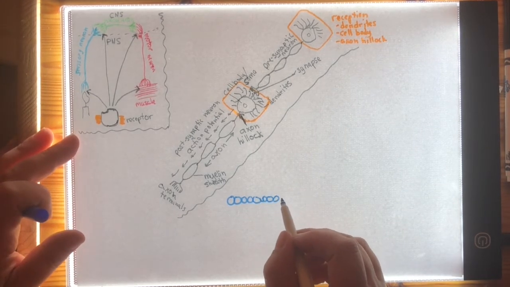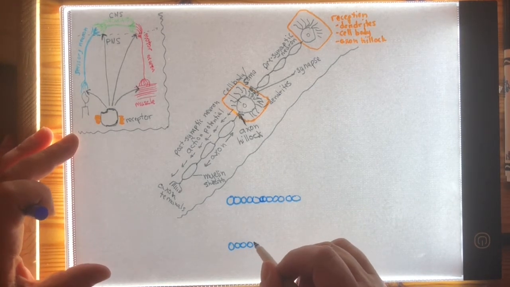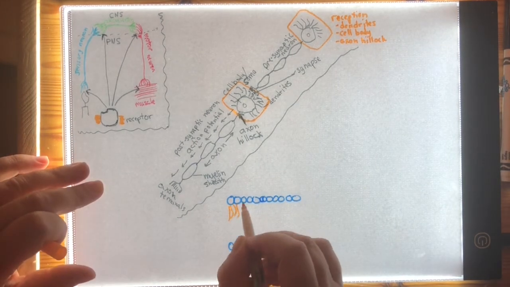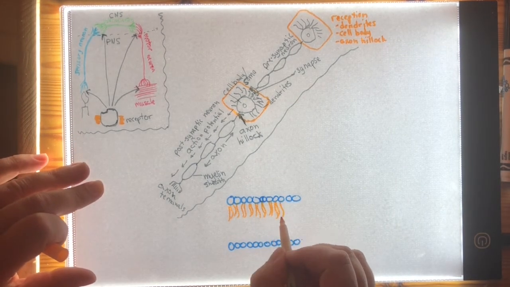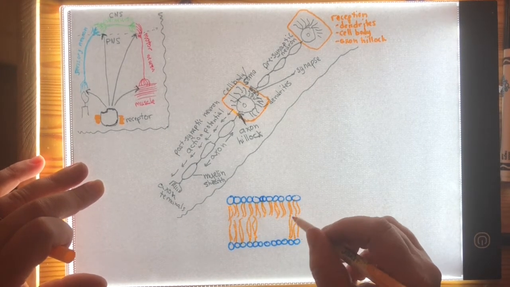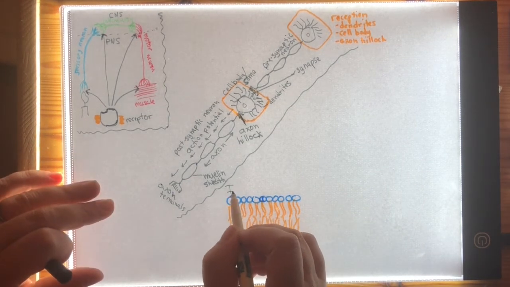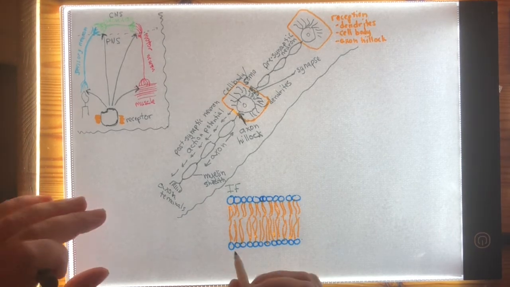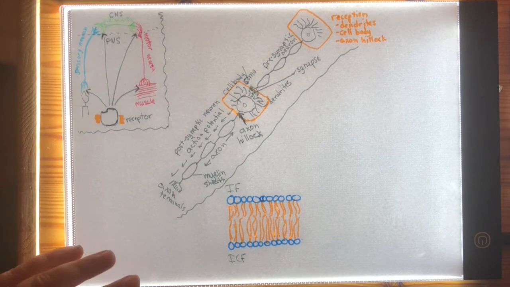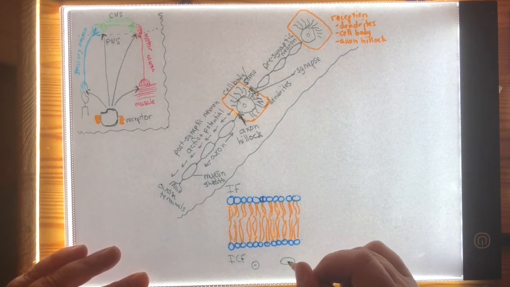Right, so now we're going to start to draw a cell membrane. It's been a little while since we've drawn one of these, so let's go ahead and draw our phosphate heads in blue and our fatty acid tails in orange. Recall that the outside of the cell is portrayed up above, and we're going to label this IF for interstitial fluid. And the inside of the cell is portrayed below. We will label this as ICF for intracellular fluid.